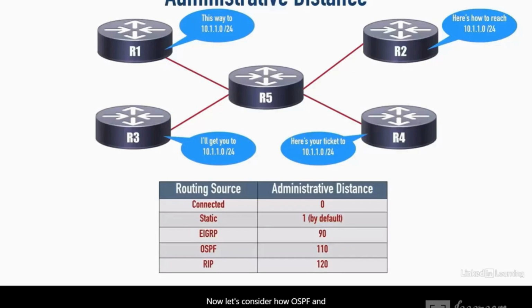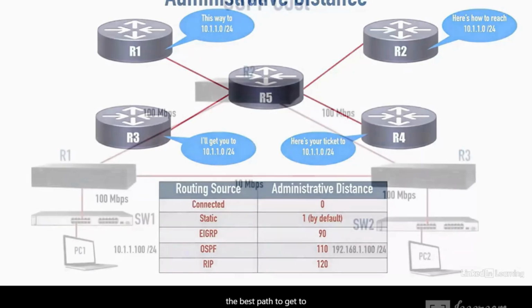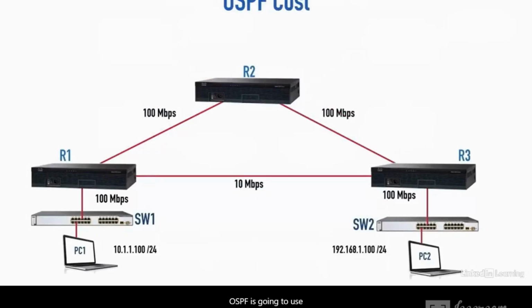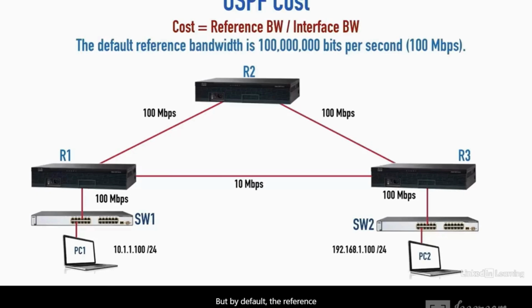Now let's consider how OSPF and EIGRP are going to calculate the best path to get to a destination network. OSPF is going to use a metric of cost, and the lowest cost path is going to win. And the cost is the reference bandwidth divided by the interface bandwidth. By default, and we can change this, the reference bandwidth is 100 megabits per second. And we're trying to get from PC1 to PC2 on screen. One way, we could go from R1 to R2 to R3 and then out to PC2, or we could go from R1 to R3 and then out to PC2.